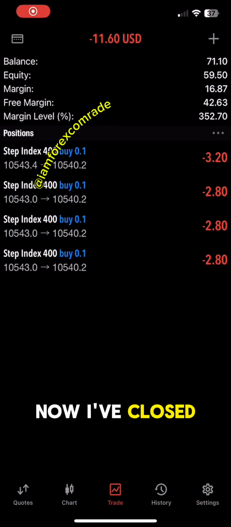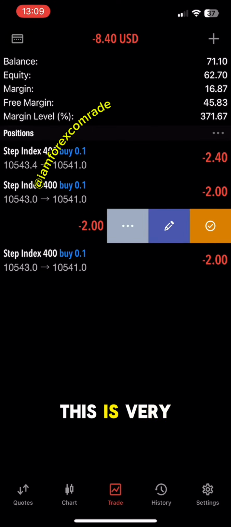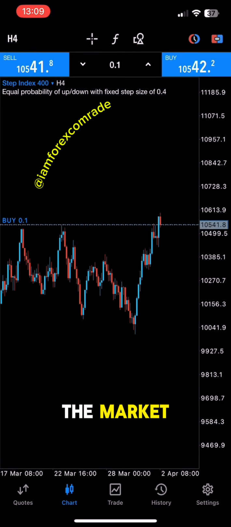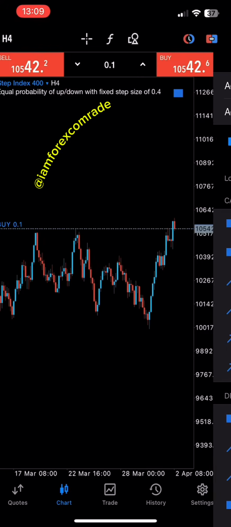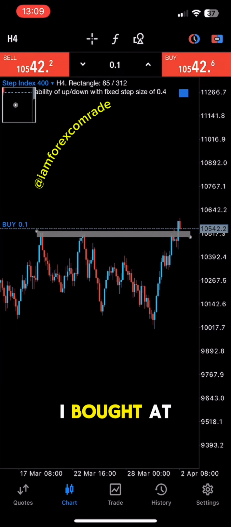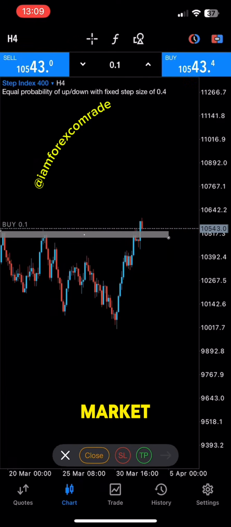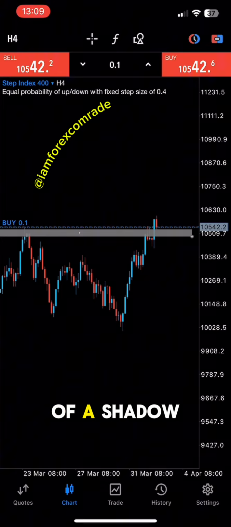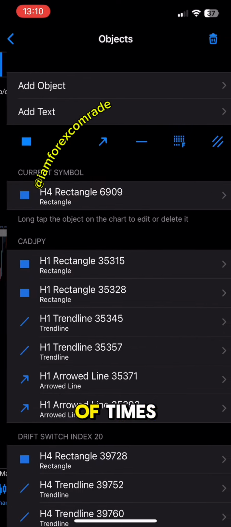Okay, now I've closed, and then I'm going to step index 400. This is very volatile. As you can see, I've already executed the market. So I'm going to explain to you the reason why I bought at this point. As you can see, the market just broke to the upside of a shadow zone or a resistance that was created quite a number of times.